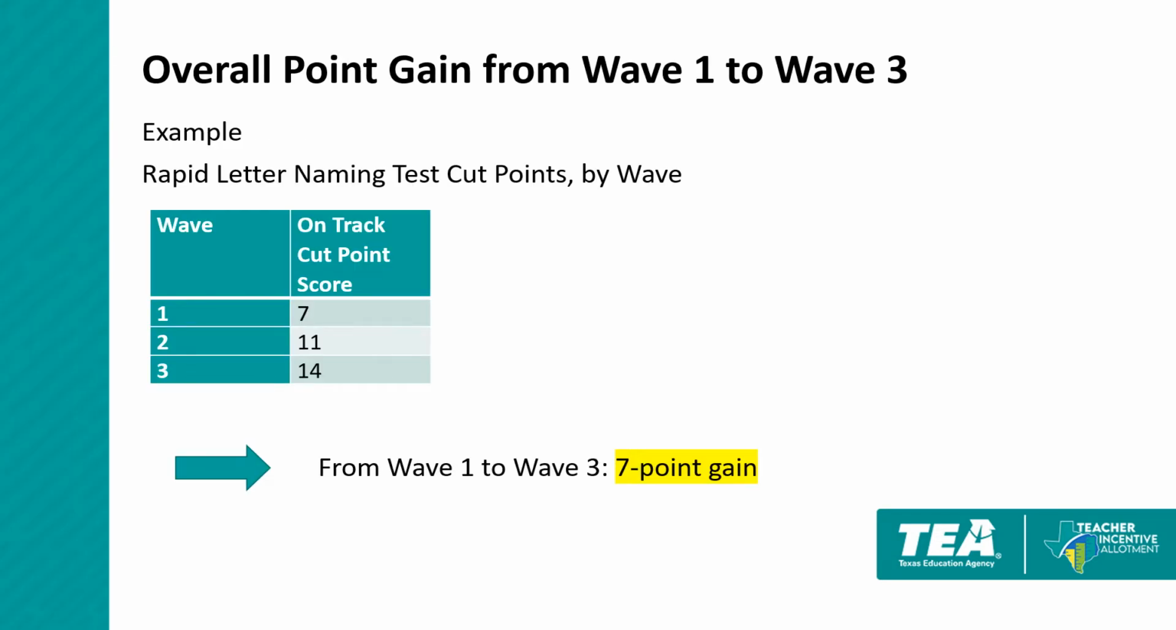In this example from the rapid letter naming test, you can see that the on-track cut score from Wave 1 to Wave 3 increased by 7 points. So districts could apply this 7-point gain to whatever a student's starting score was at Wave 1 in order to determine an expected growth score for Wave 3.